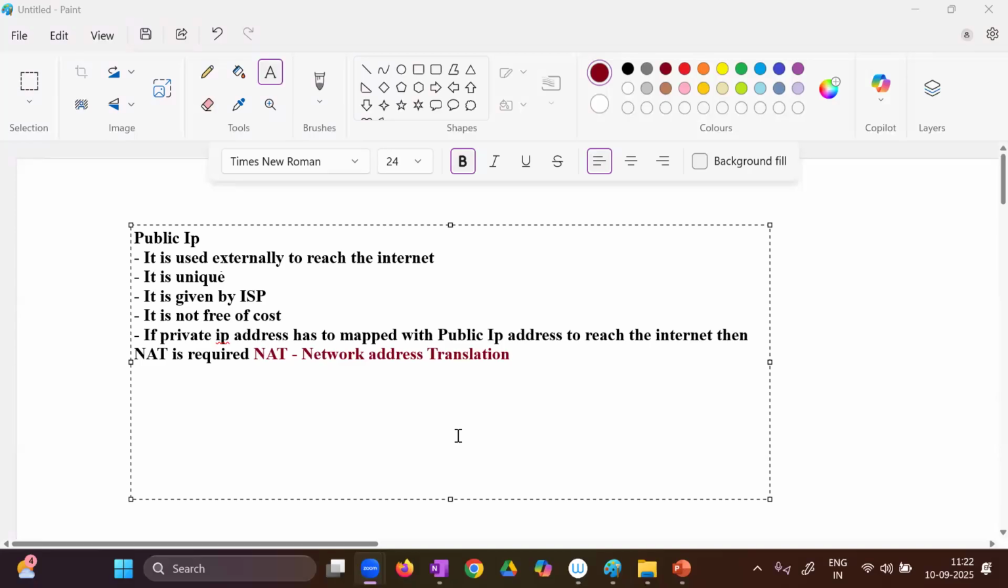Because see, let's say we are able to reach the internet, but all the users are not going to use the same servers. They may access some other websites. So how to identify that this particular traffic belongs to this particular end device? Based on what? Port numbers, right?